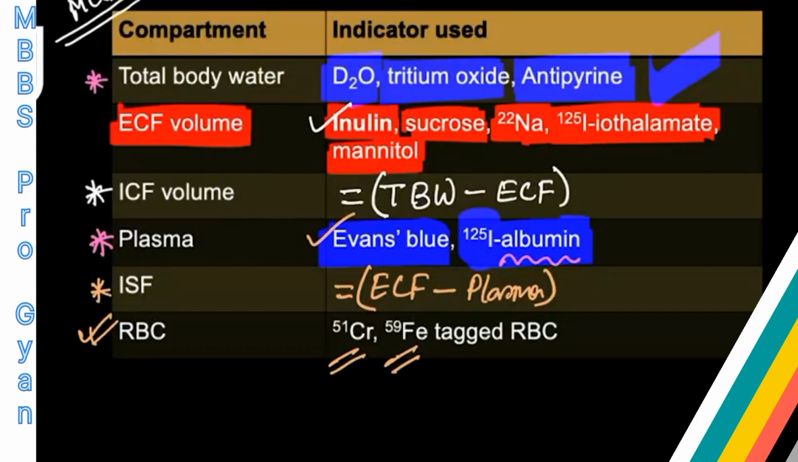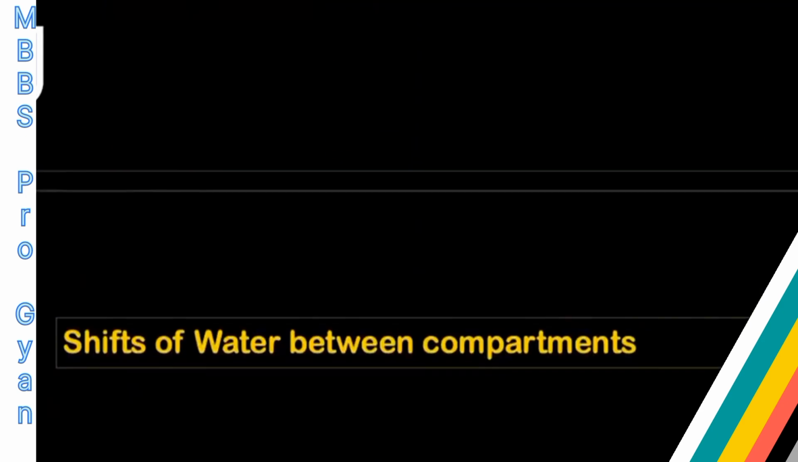So all this you have to memorize, right? What is the substance used for ECF, for total body water, for plasma. This is a very common question in examinations. Please remember this, right? So this is volume of distribution and the different substances.